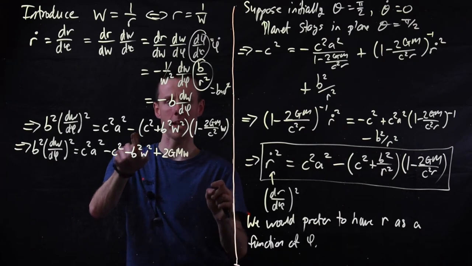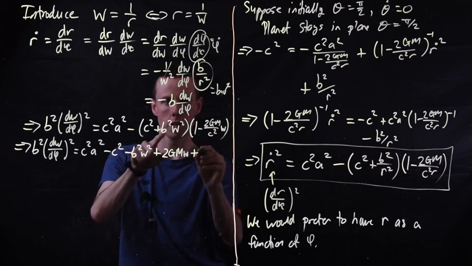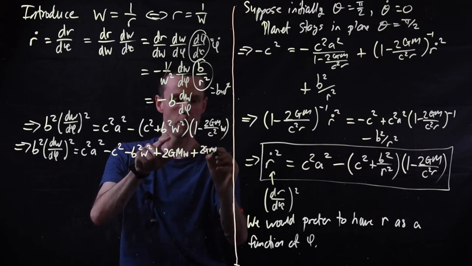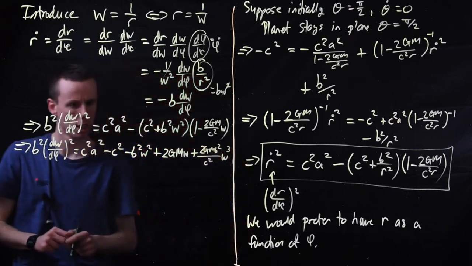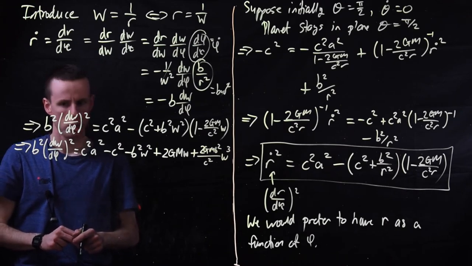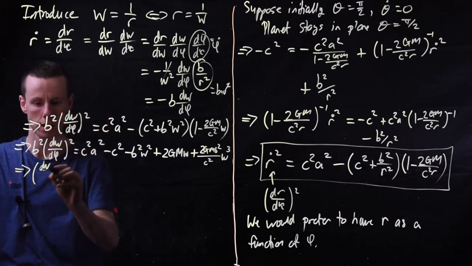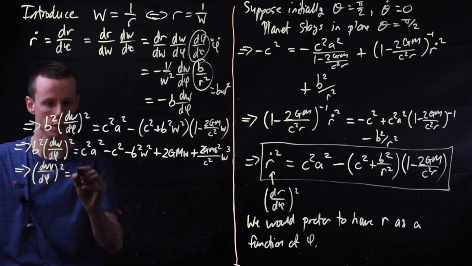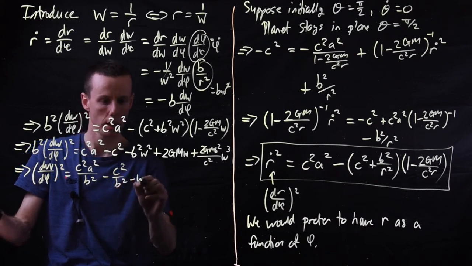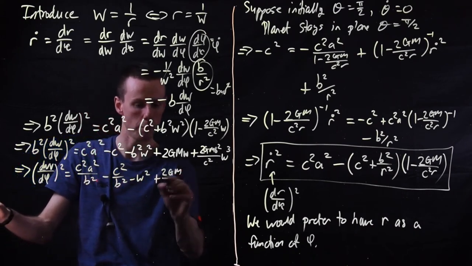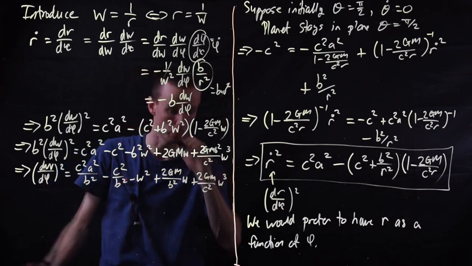And finally, we will have minus b squared w squared times minus 2GM over c squared w. So that's going to be plus 2GM b squared over c squared w cubed, if I've done that right. Then in the next line, we can divide through by b squared. So dw d phi squared is equal to c squared a squared over b squared, minus c squared over b squared, minus w squared, plus 2GM over b squared w, plus 2GM over c squared w cubed.